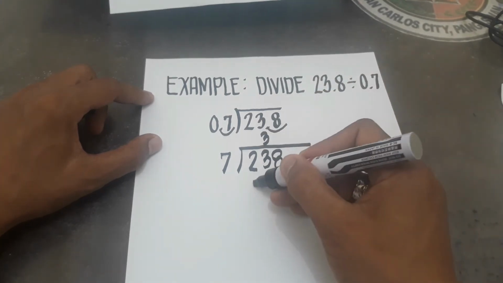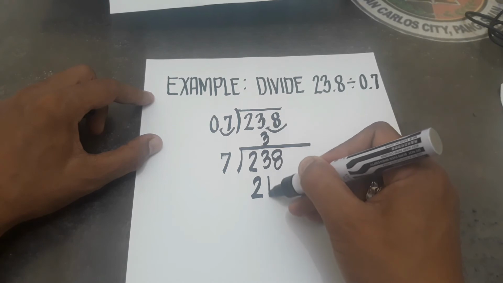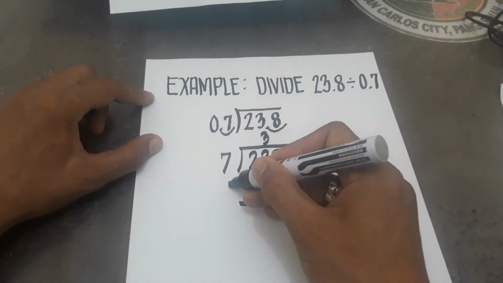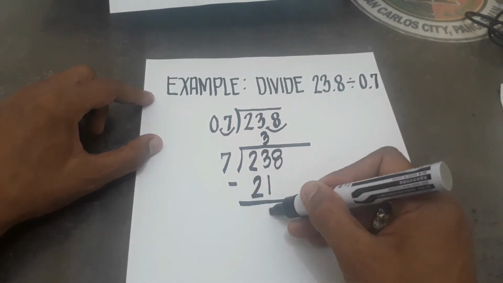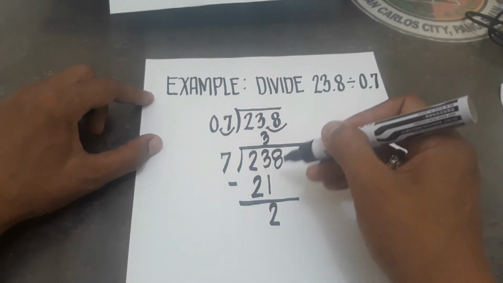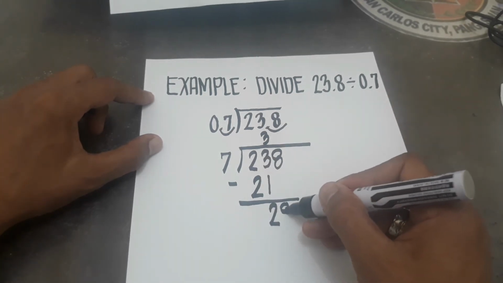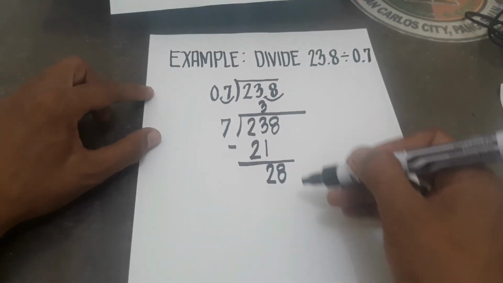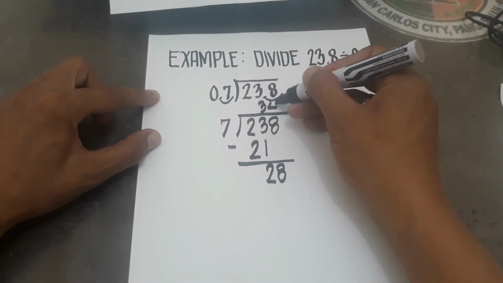3 times 7 is 21. Okay? Then minus, 3 minus 1 is 2. Ito wala na, 0 na yan. So bring down 8. And 28 divided by 7 is 4.